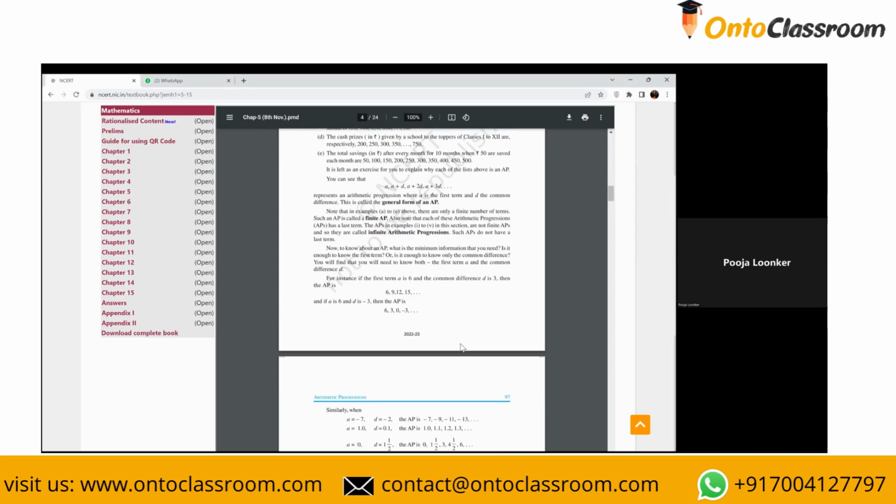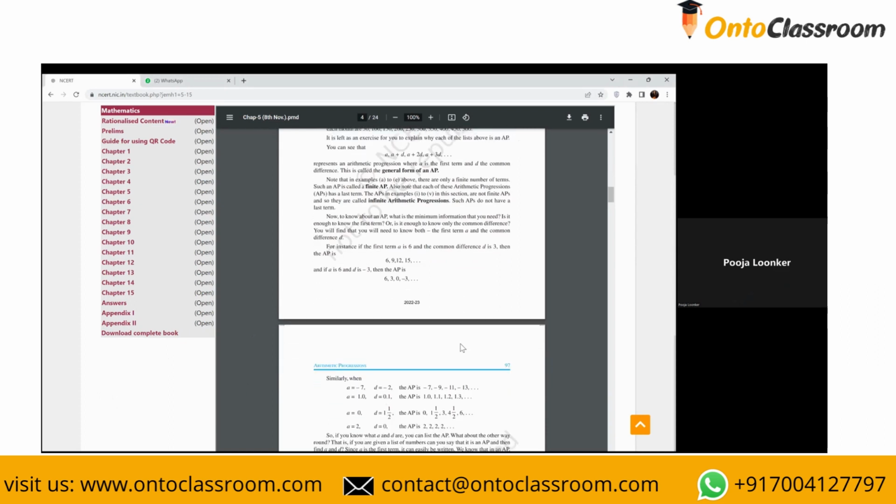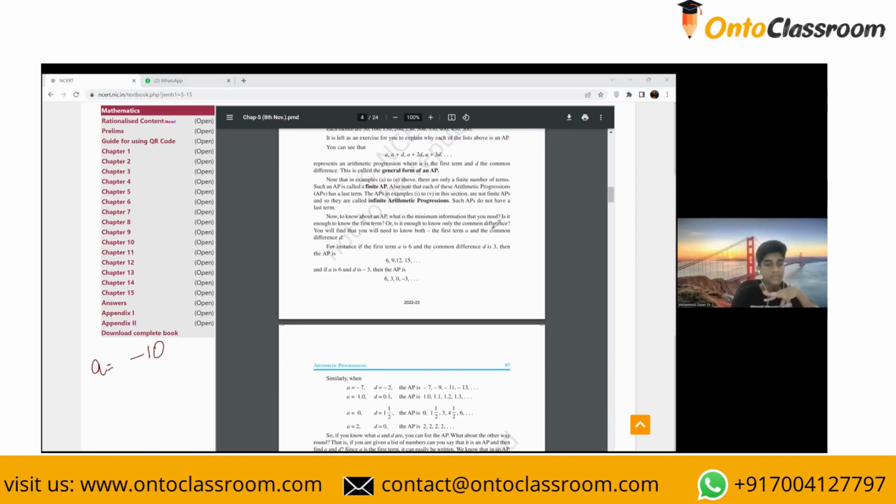For example, A is equal to minus 10 and D is equal to 4. Can you give me the pattern? Minus 4 or plus 4? Did I write any sign with 4? No. So what does that mean? Plus 4. Perfect.